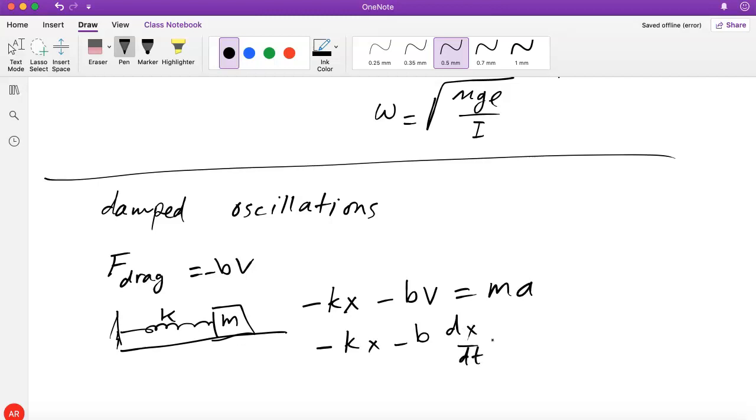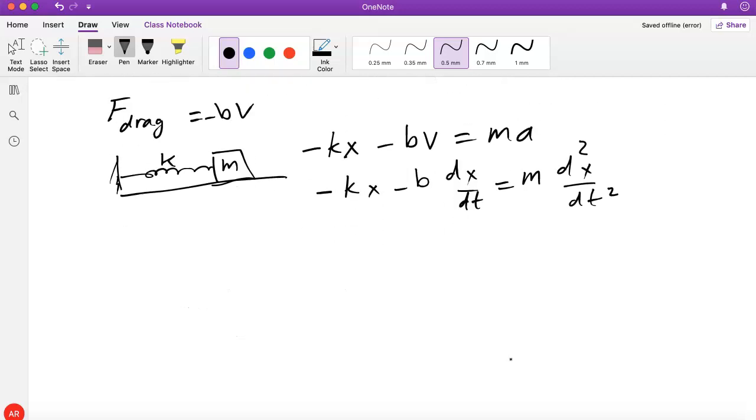The first derivative with respect to time is equal to mass times the second derivative with respect to time of the displacement from the equilibrium position. So that's the equation that governs the dynamics of the system. And so a type of equation like this is known as a differential equation.